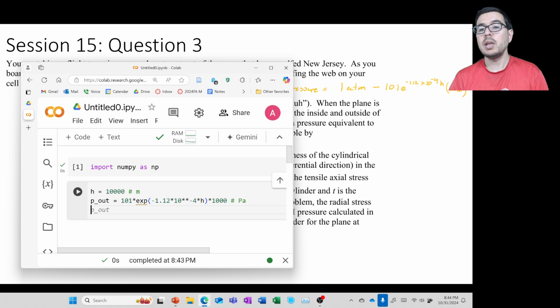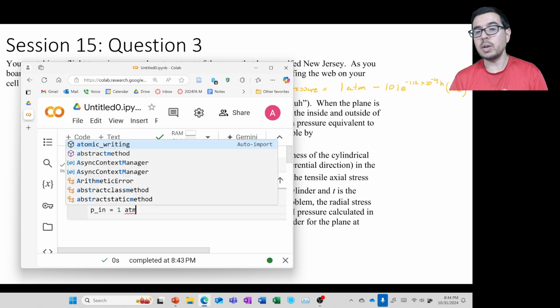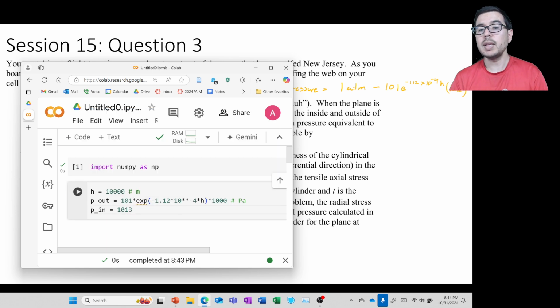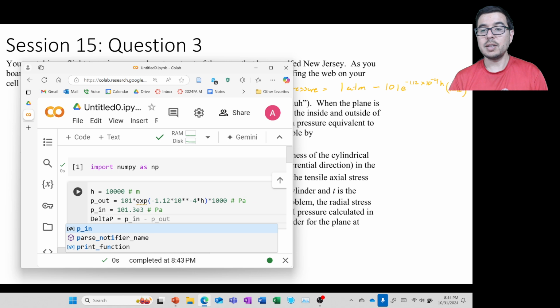P in, that's the internal one. That's just 1 atmosphere. You don't really want to type it out like that. 1 atmosphere is 101.3 e3, and that will give us the internal pressure inside the fuselage. So these are both absolute pressures. So the delta P is going to be, actually, not P out minus P in. It's going to be P in minus P out. Let's see, does it pick it up? Yeah, it did. Wow, look, artificial intelligence.